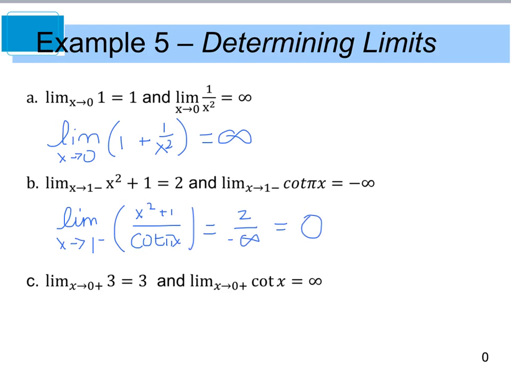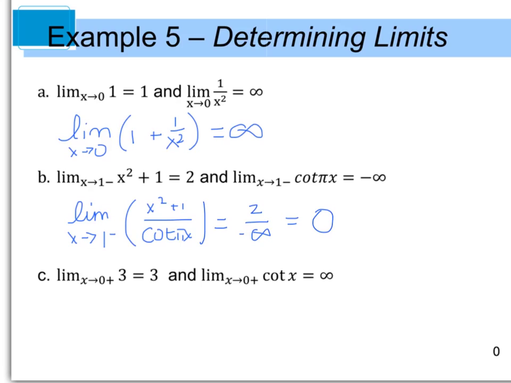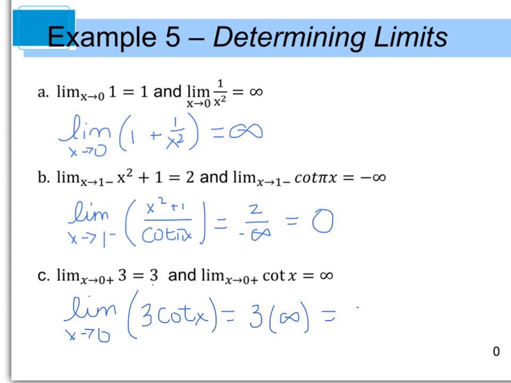And likewise for part c, if I wanted to find the limit as x approaches 0 of the product of 3 and the cotangent of x, my limit for 3 was 3, and I'm going to multiply that by infinity. Well, 3 times infinity is infinity itself.